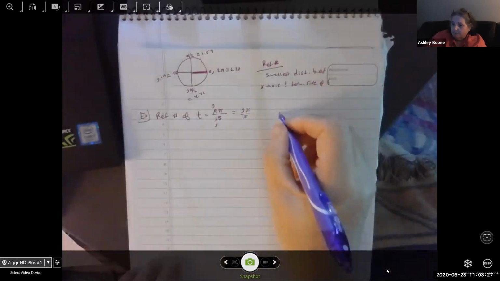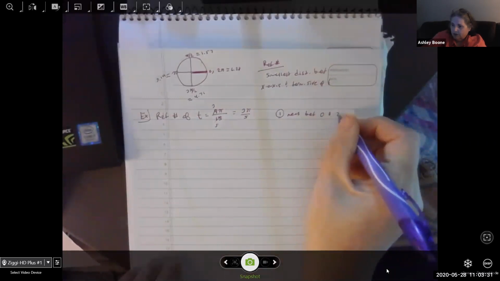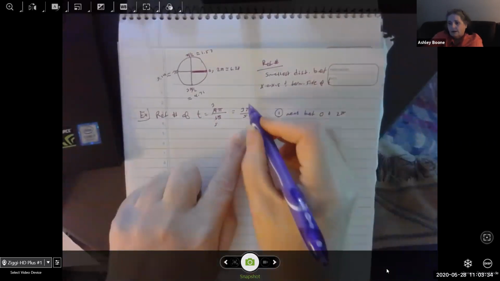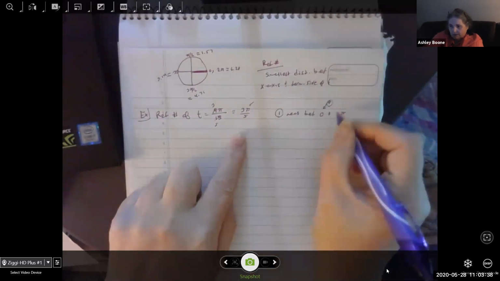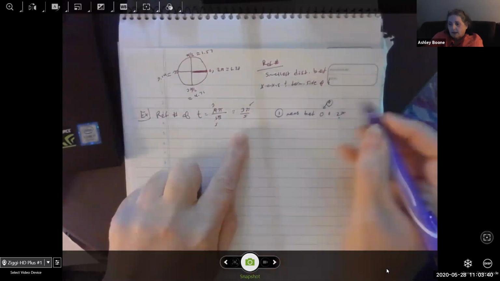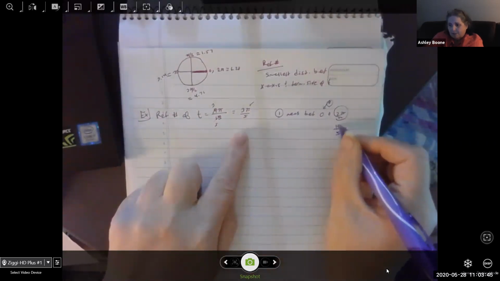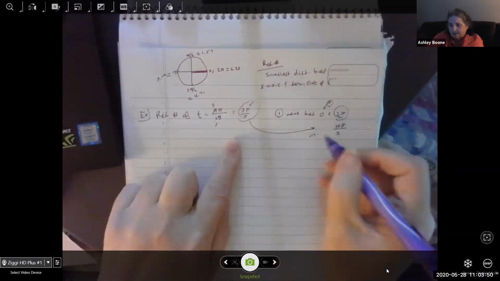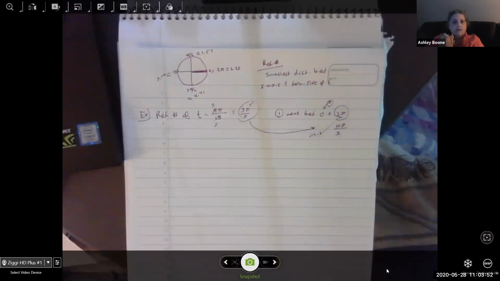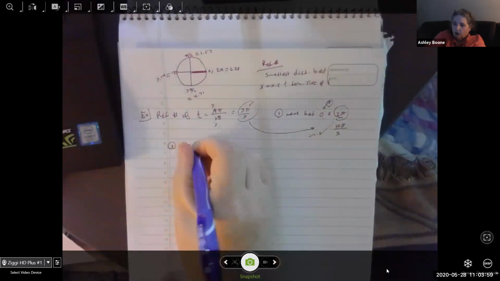Our first step, we want a measure that's between 0 and 2 pi. Well, it's already positive, which means it's bigger than 0. 2 pi, if we're dealing with over 5, would be 10 pi over 5. 3 pi over 5 is in that span, so we're good. That first step's done. Second step, what quadrant are we in?